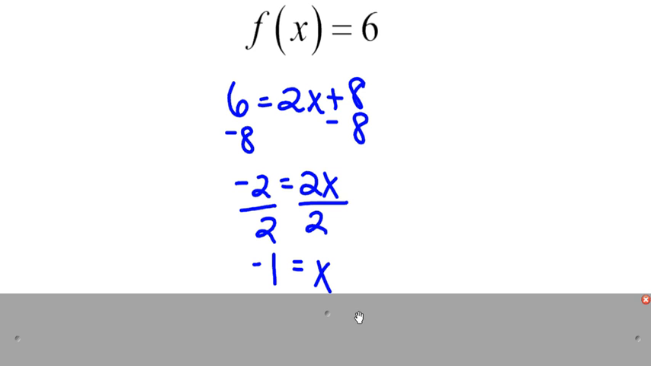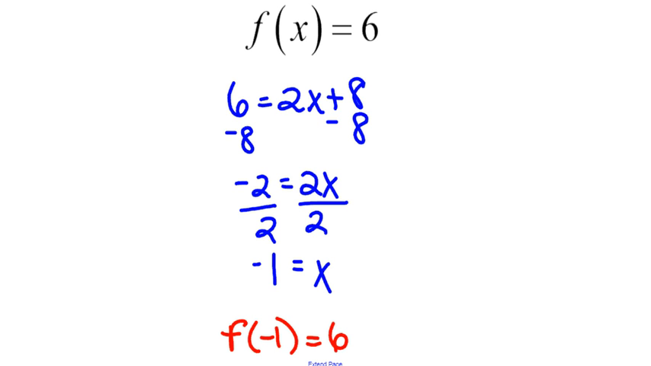And it says x equals negative 1. So the input of negative 1 gave us the output of 6. So we could say f of negative 1 equals 6. This input for our function gives us this output. So that's one way we could talk about function notation and evaluating functions, whether we're given an input or an output.